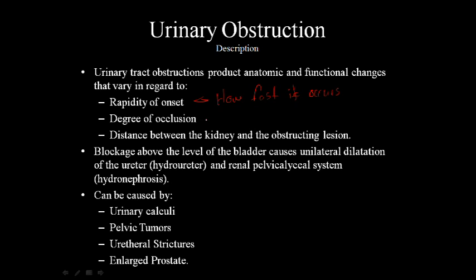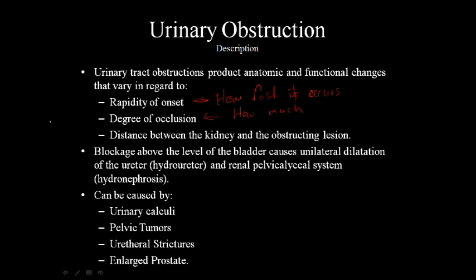Degree of occlusion, so how much. And the distance between the kidney and the obstructing lesion. So all of these things will typically demonstrate how much of urinary obstruction you have. A blockage above the level of the bladder causes unilateral dilatation of the ureter, which is the hydroureter, and renal pelvicalyceal system, which is hydronephrosis. And so basically, these things are what you're looking for.